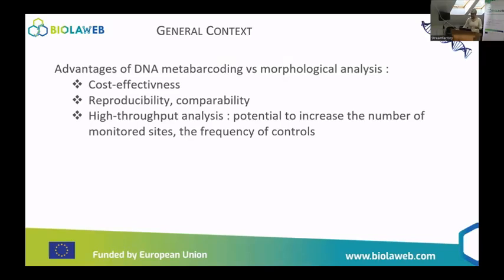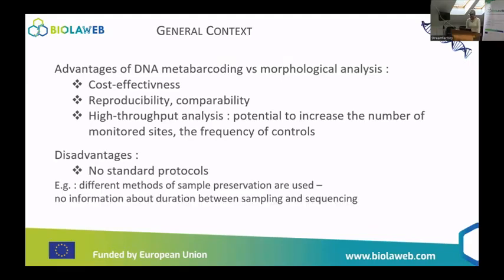Let me go again on the advantages of DNA metabarcoding, because, as we said numerous times, it's cost effective. One of the main advantages is that it's reproducible, it's comparable, and you also have high throughput analysis. But among the disadvantages, there are no standard protocols for now. For example, different methods of sample preservation have been used up to now, and if you look at the bibliography, you will see that different papers use different methods.